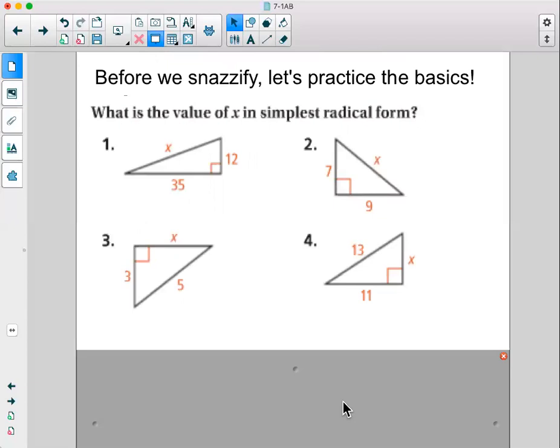Now, before we snazify, you pause the video and at least practice 1 or 2 of these to make sure you've got the basics, and then press play for the solution.